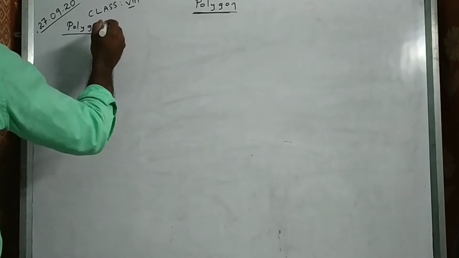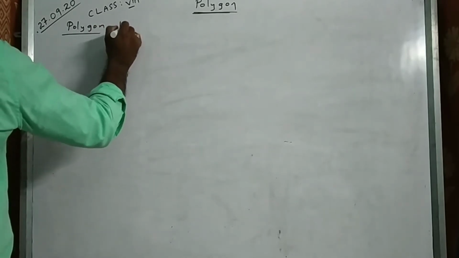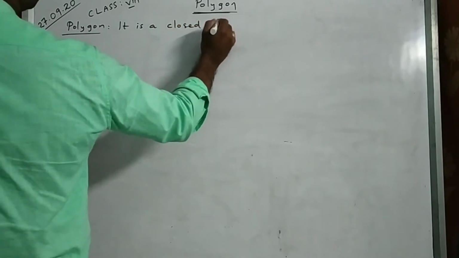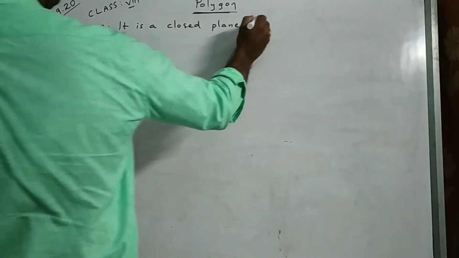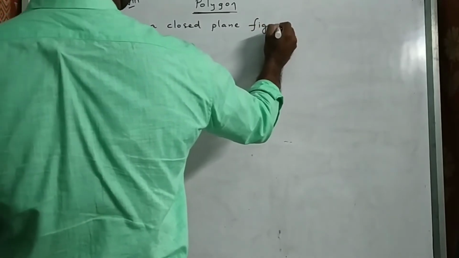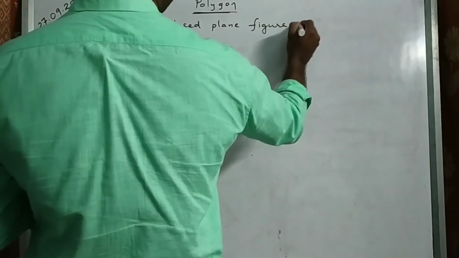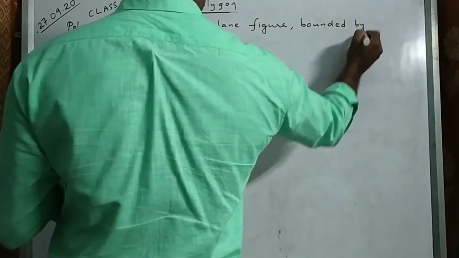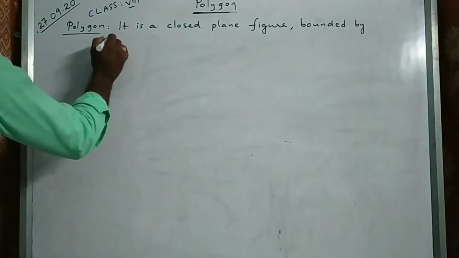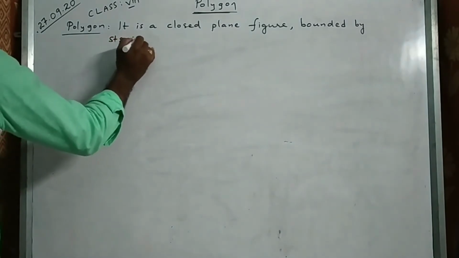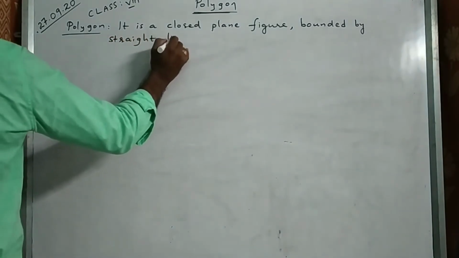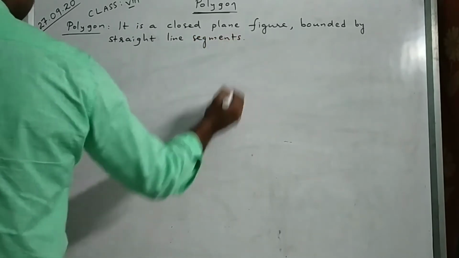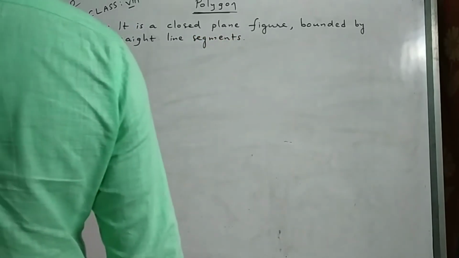Polygon means it is a closed plane figure bounded by straight line segments. Straight line segments. Okay.